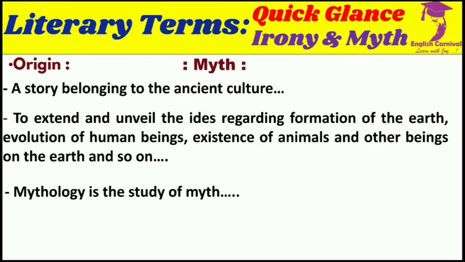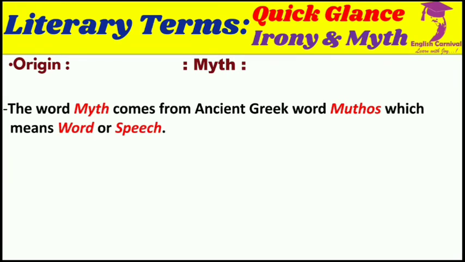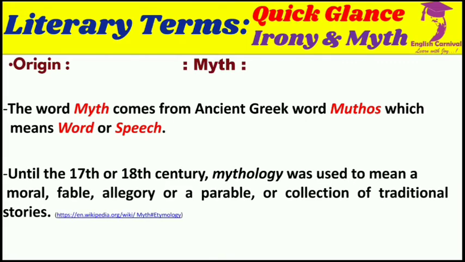Now, friends, when we think about its etymological exploration or origin, we find that the word myth comes from the ancient Greek word mythos, which means word or speech. On the other hand, friends, we have to understand this as well. Until the 17th or 18th century, the word mythology was used to mean a moral fable, allegory, or a parable, or a collection of traditional stories as well.